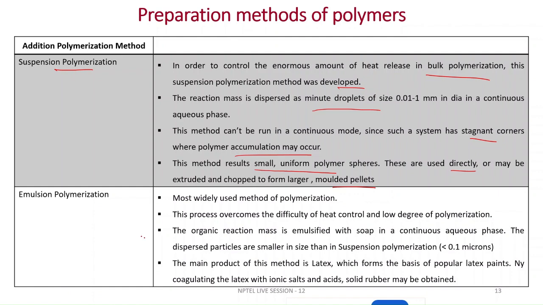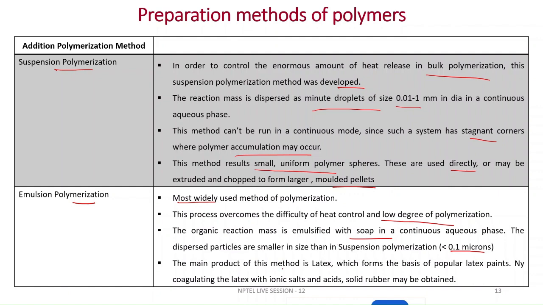Next type is the emulsion polymerization. This is the most widely used method of polymerization. This process overcomes the difficulty of heat control and also the low degree of polymerization. The organic reaction mass is emulsified with soap in a continuous aqueous phase, and the dispersed particles are smaller in size than in the suspension polymerization. It was around, sorry, 0.01 millimeter lowest. So it is less than 0.1 microns, a very small particle size.